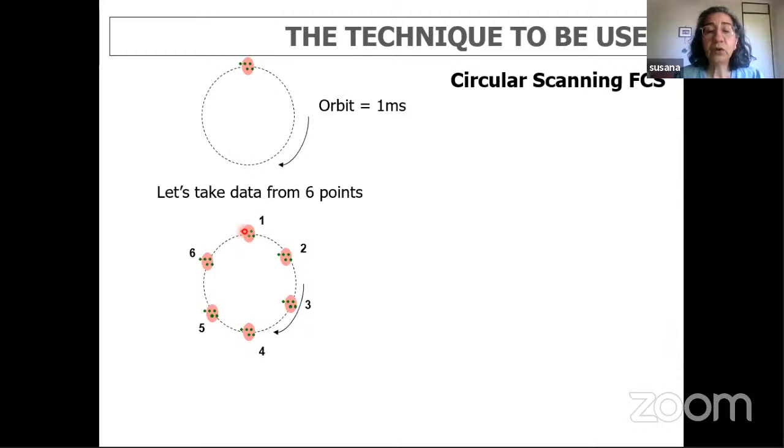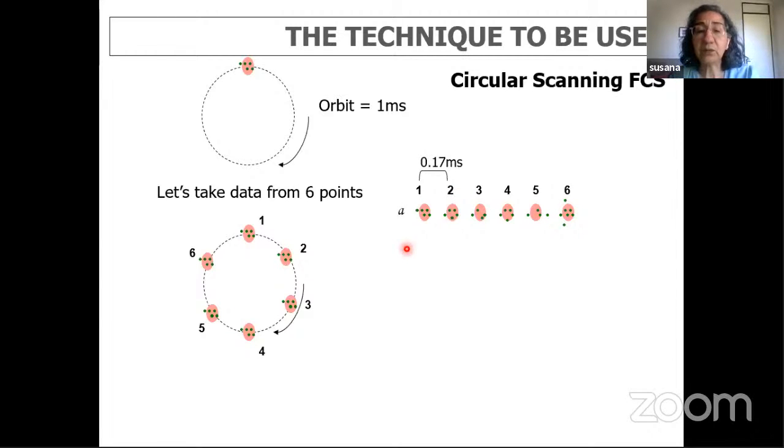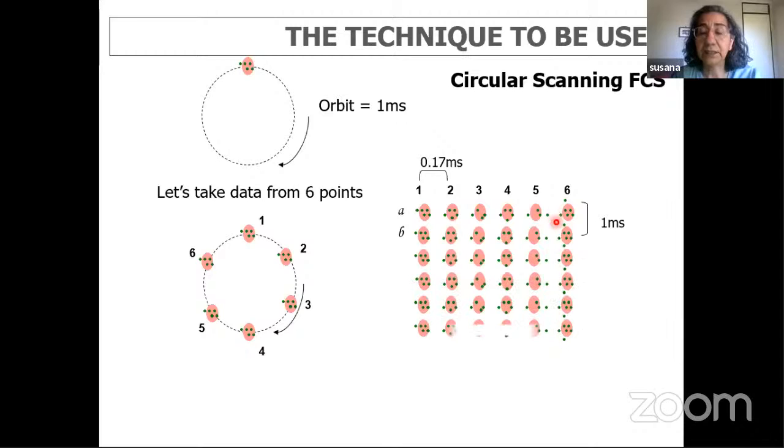And then we go another, let's organize this point by location, right? So it will be separated by 0.17 milliseconds. And then we go another round. So after 1 millisecond, we have again a collection of points in the same location from 1 to 6. And we continue. And then we have this organization that is called the carpet or hyperspace.